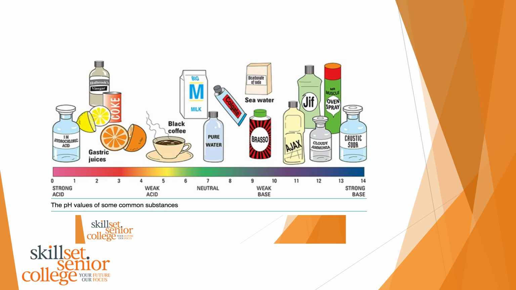So the pH values of some common substances. You may recognise some of these substances in your own house. Right at the bottom here, really strong acid, we have hydrochloric acid, followed by citric acid in lemons and oranges. Then you have your sugary drinks like Coca-Cola, vinegar. Again, they're between strong and weak acids. Black coffee is slightly acidic as well.